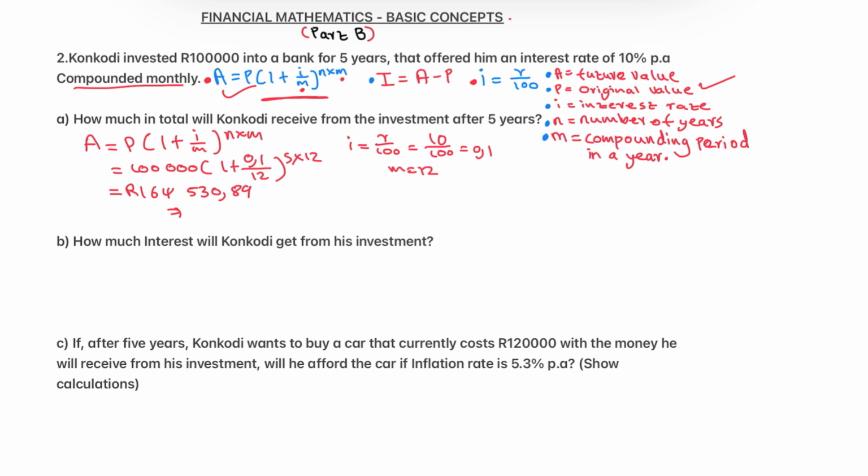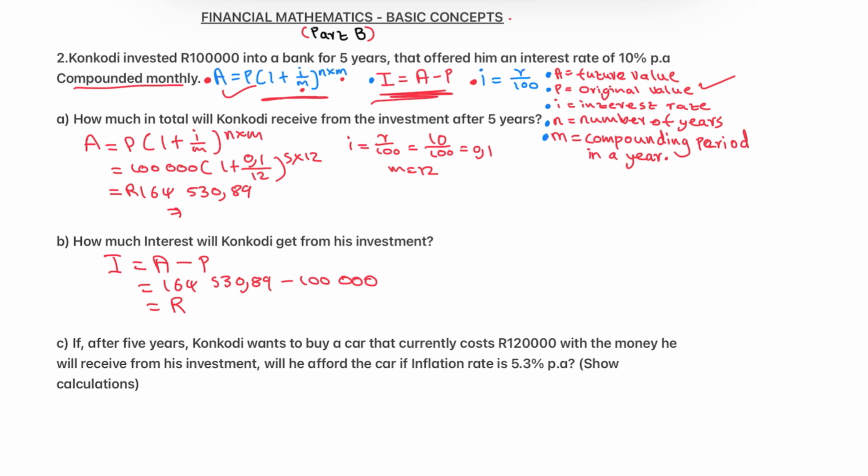Now, B is an interesting one as well. They say, how much interest will Konkodi get from his investment? Now, interest, remember, is not interest rate. Interest rate is a percentage, but interest is money. Clear? So interest is this formula here, right? We're just going to say I is equal to the future value minus the original. What's the future value? 164,530.89, because we calculated it, minus 100,000, right? And then what's going to be the money?